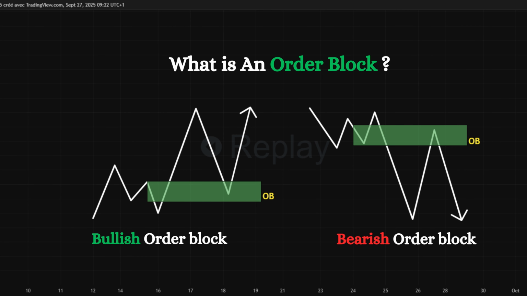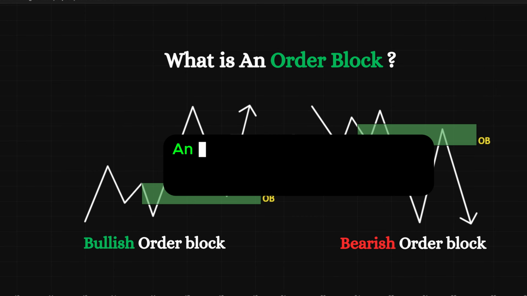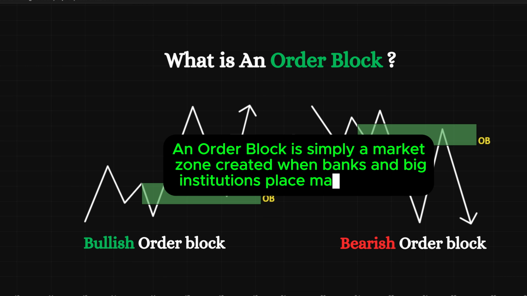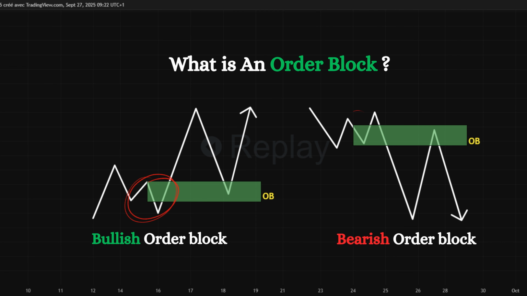Let's start with the basics. An order block is simply a market zone created when banks and big institutions place massive orders. It's like a footprint they leave behind, and price often comes back to that zone. To make it even easier to remember, let's take an example.